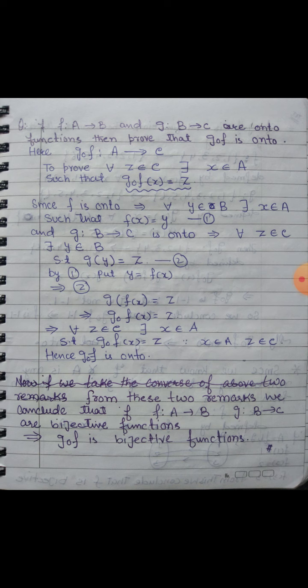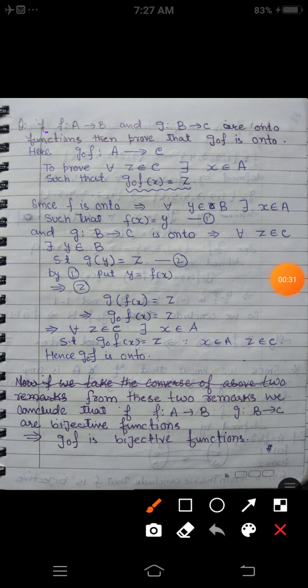Now today we are going to discuss that if we have two onto functions, that is, if f from A to B is a function, and g from B to C is another function, such that these are surjective or onto functions, then we have to prove that this gof is onto, because here we can only define gof. Here gof is a function from A to C.